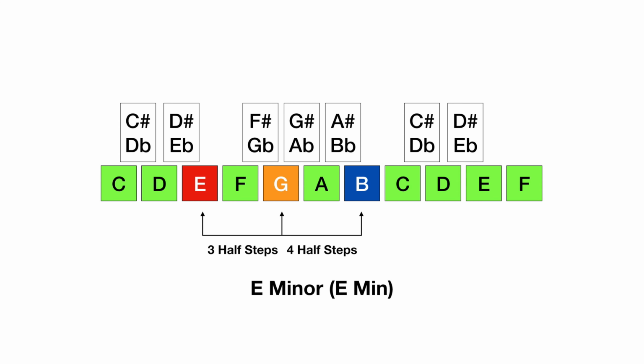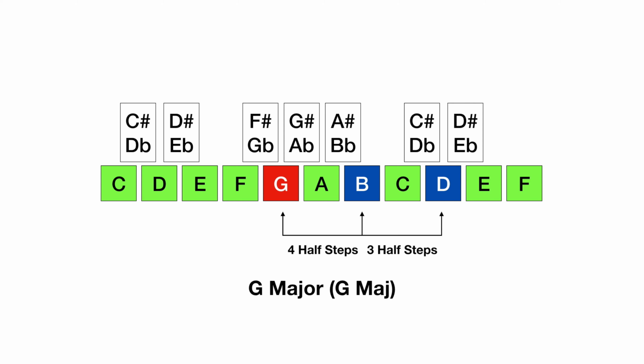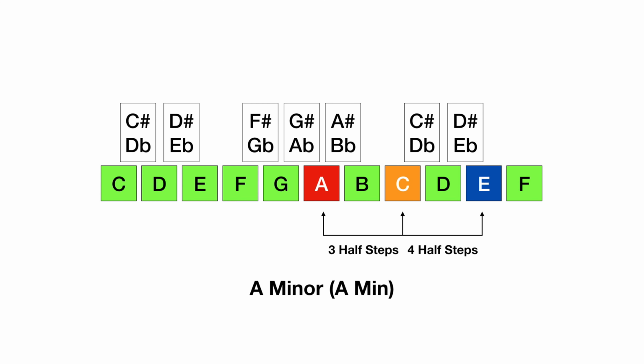Let's move up to E. The E chord contains E, G and B. If we analyse the intervals, we see it is a 3/4 formula, which means the chord is E minor. If we move up another note to build the F chord with A and C, we find it is a 4/3 interval, so it is F major. The same is true of the G major chord with B and D, until we get to A, C and E to create the A chord. That is also a 3/4 chord, so it is minor.